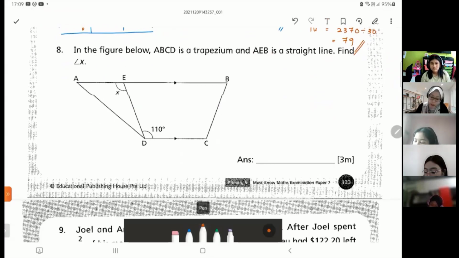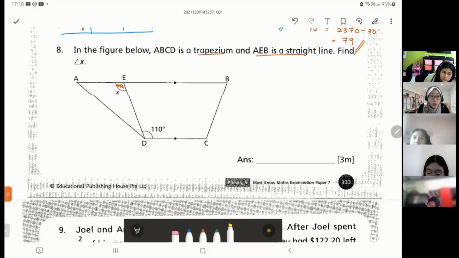In the figure below, ABCD is a trapezium and AEB is a straight line. Find angle X. This one. Okay. For this question, I'm going to look for the parallel line. I always want to look for parallel line and see what I can do with that.